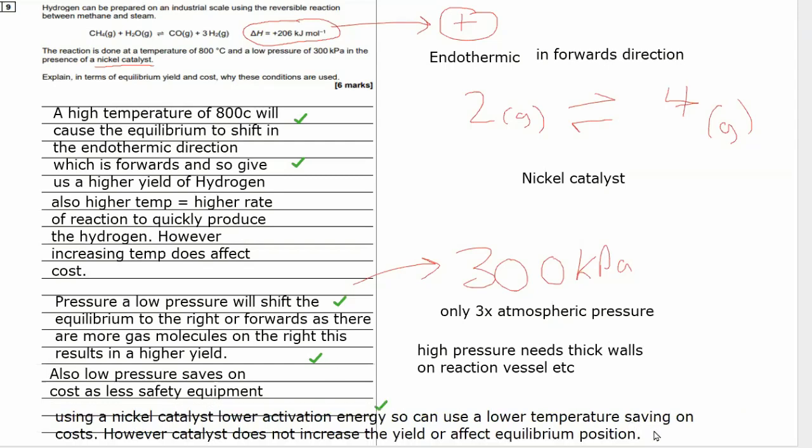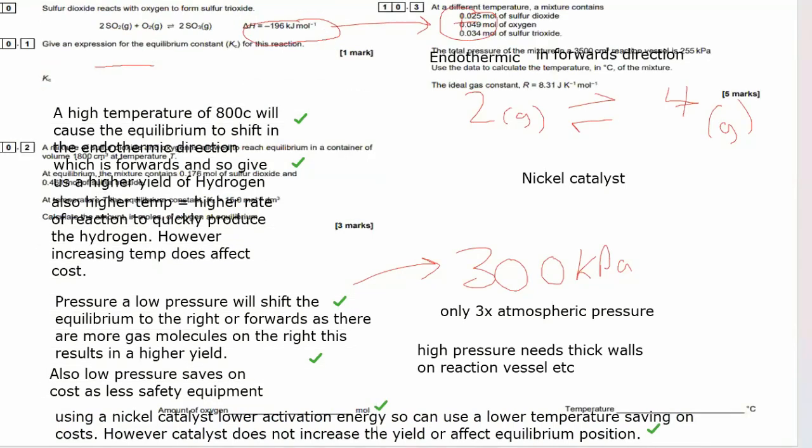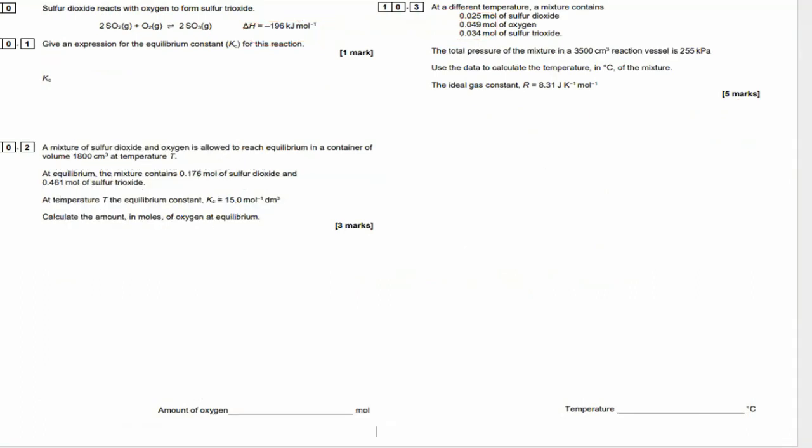Okay, here we go. Question 10. Sulfur dioxide reacts with oxygen to form sulfur trioxide in an exothermic reaction, minus 196 kilojoule per mole. Give the expression for the equilibrium constant Kc for this reaction. So you should know for these expressions, you want to do the products over the top of the reactants.